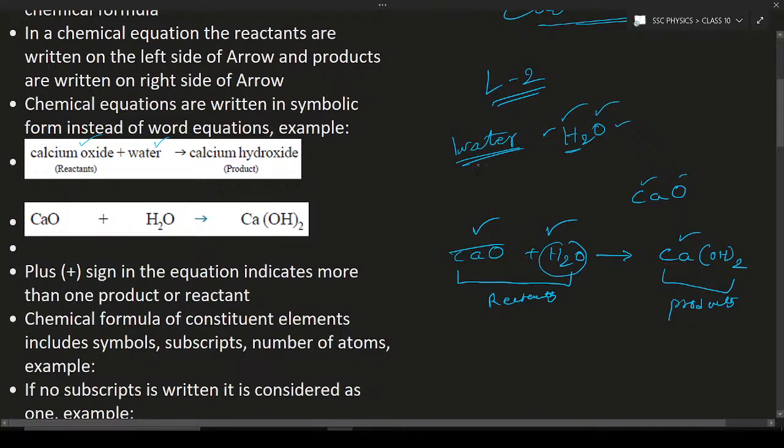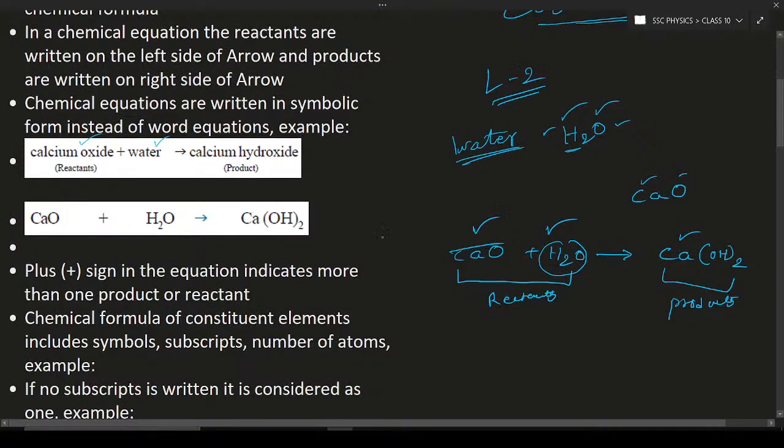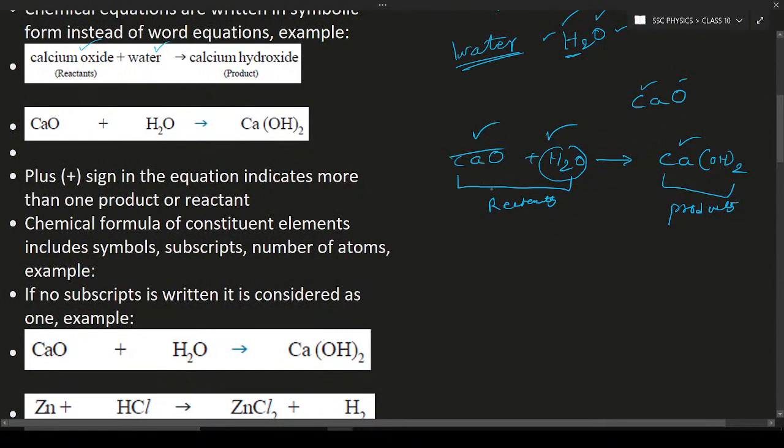Here the plus sign is used to indicate that more than one reactant or product is present. The plus sign indicates more than one reactant or product. In the case of reactants, in calcium oxide and water, both are there, so two reactants are present.